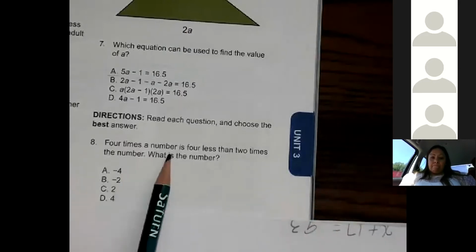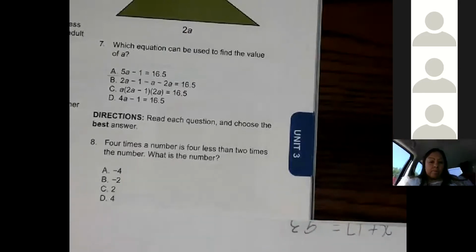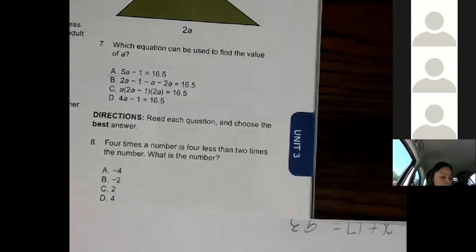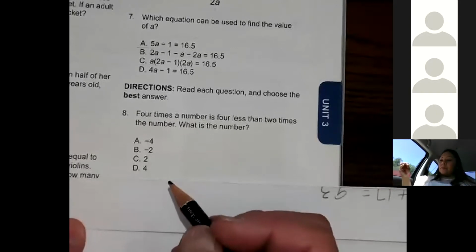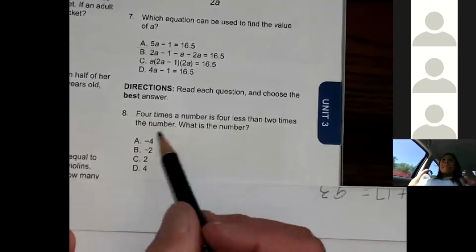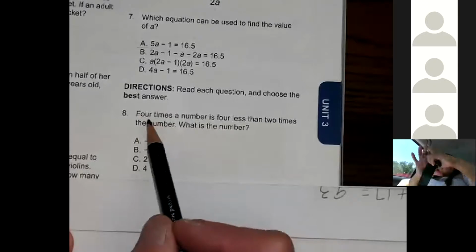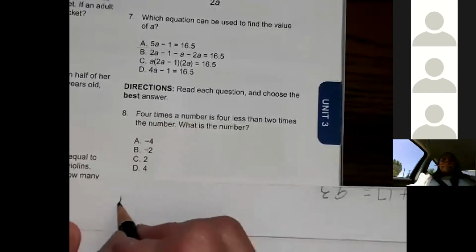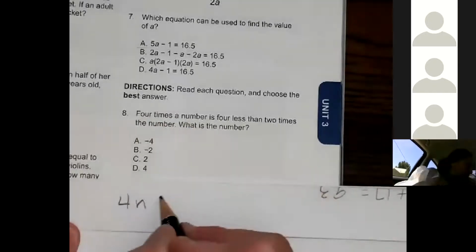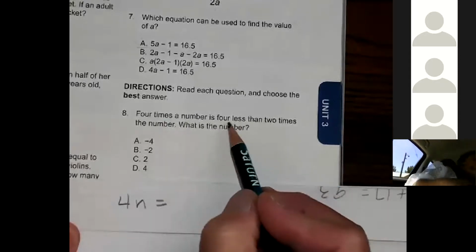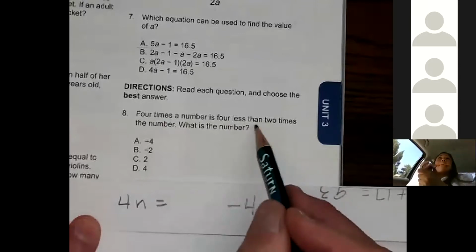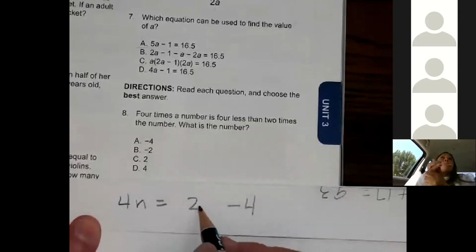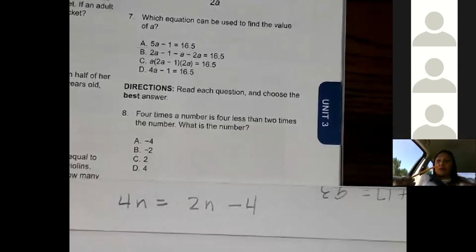4 times a number is 4 times less than 2 times the number. What is the number? I know what that number is. It's n. That helps me. Okay, and now I can write some kind of an equation here. 4 times n is 4 less than 2 times the number. Just translated it. I could be a translator.